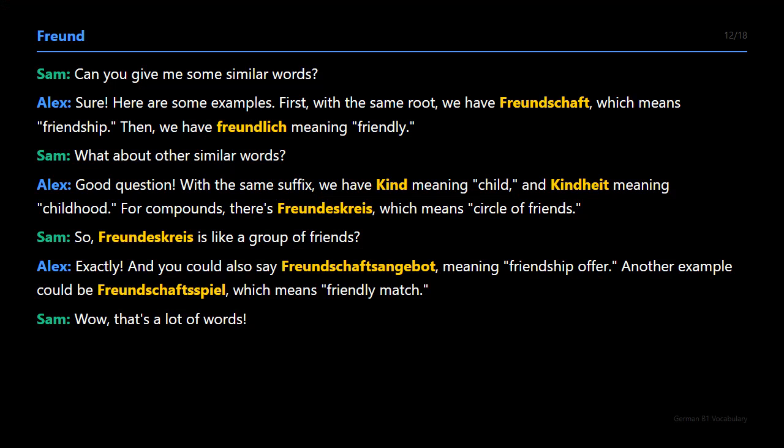For compounds, there's Freundeskreis, which means circle of friends. Freundeskreis is like a group of friends. Exactly. And you could also say Freundschaftsangebot, meaning friendship offer. Another example could be Freundschaftsspiel, which means friendly match. Wow, that's a lot of words.